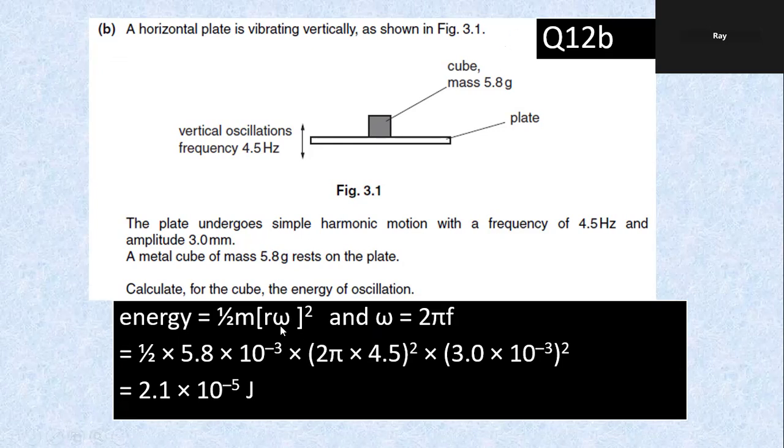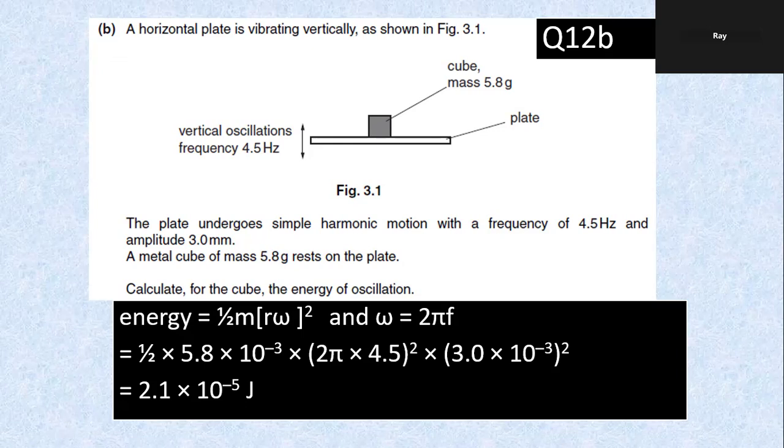Right? Omega is the angular velocity. 2 pi, f is 4.5. Just remember it's half m v squared. Then replace the v with r omega, no? Or x naught omega. This is the total energy.